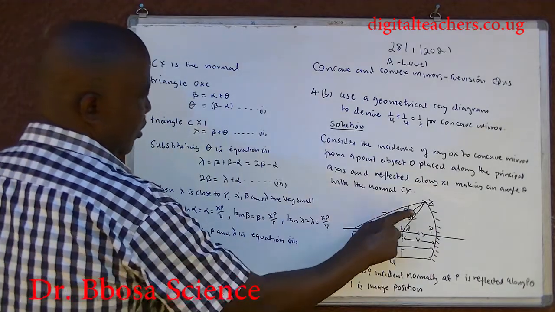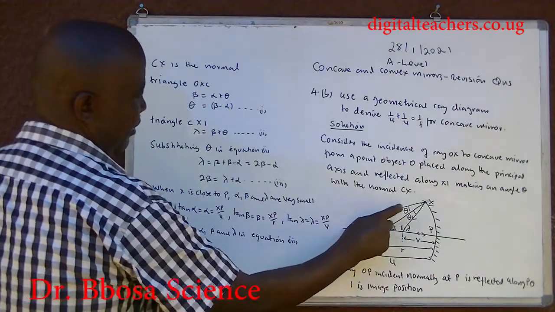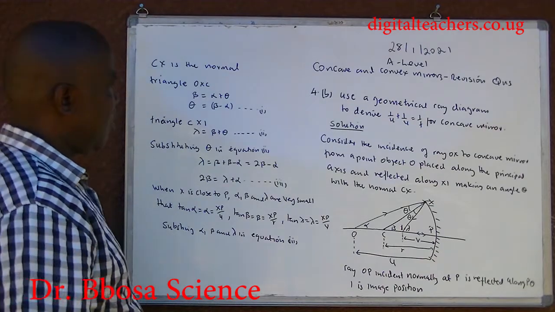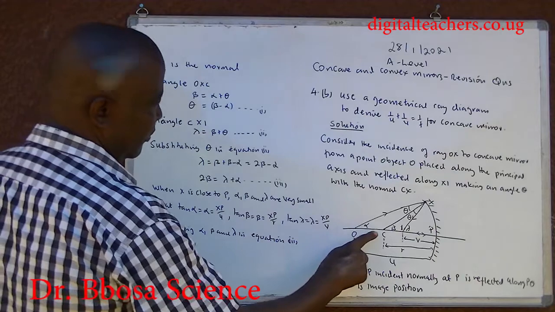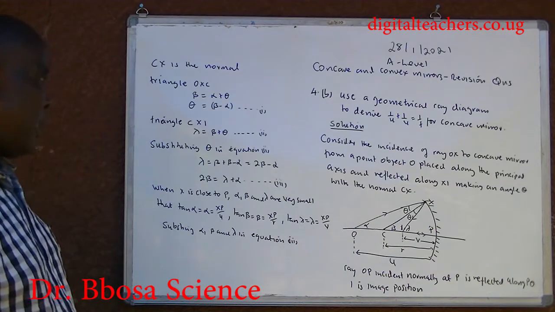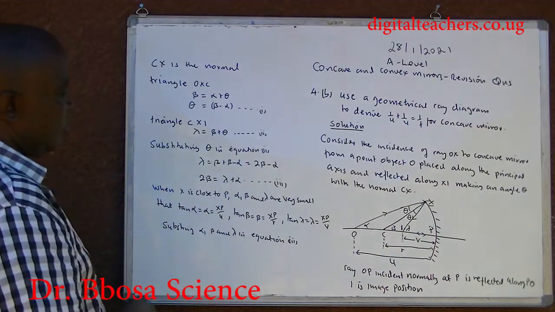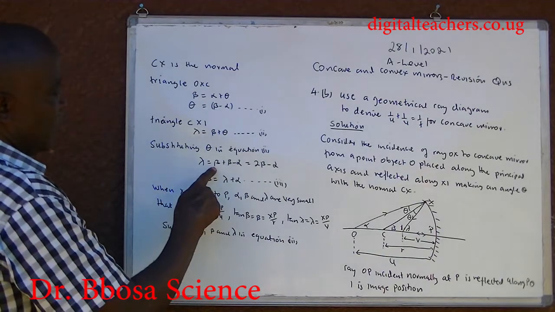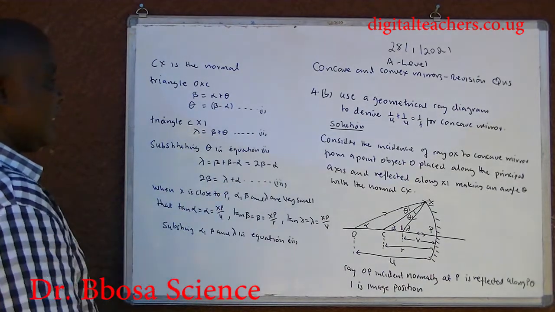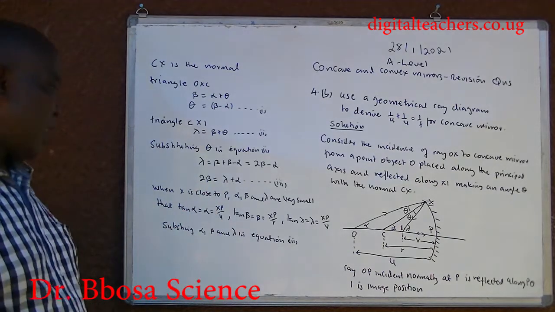In triangle OXC, beta is equal to alpha plus theta, because beta is an exterior angle. In triangle CXI, lambda is equal to beta plus theta. Substituting theta in equation 2, lambda is equal to beta plus beta minus alpha, which is equal to 2 beta minus alpha, or 2 beta is equal to lambda plus alpha.